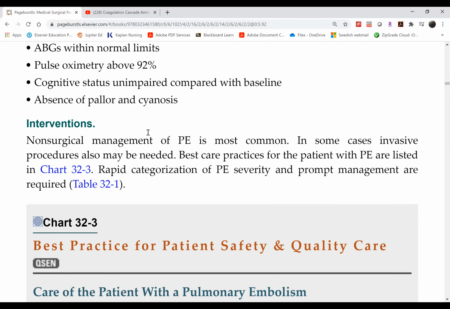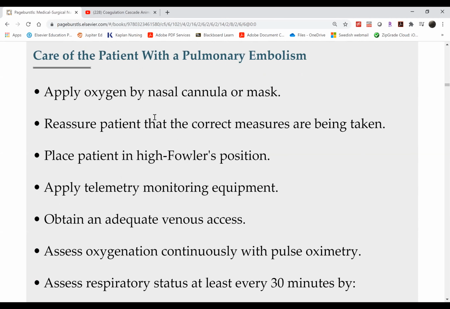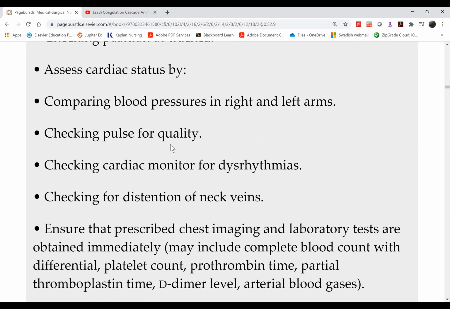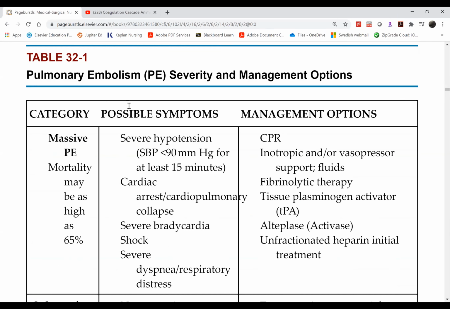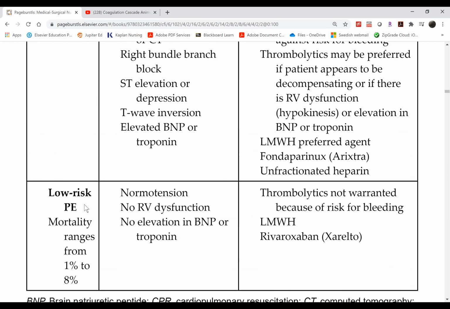Management. So number one management is oxygen. You have chart 32-3. These are general managements, okay? So chart 32-3 will be for every PE patient, regardless of the type, meaning these are the common interventions. I'll let you read those on your own. We go specific now. Table 32-1 is the specific treatment depending on the category. We have 3 categories of PEs. We have massive, we have submassive, and then we have the low risk PE.